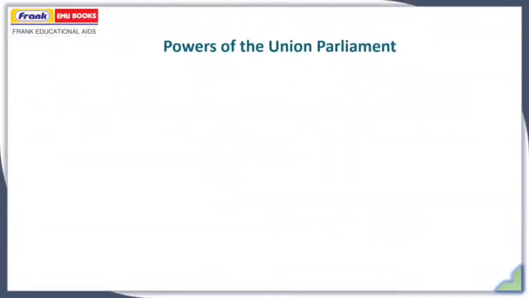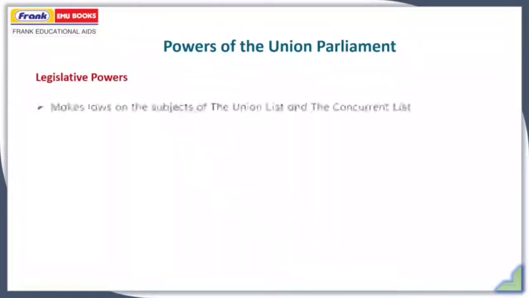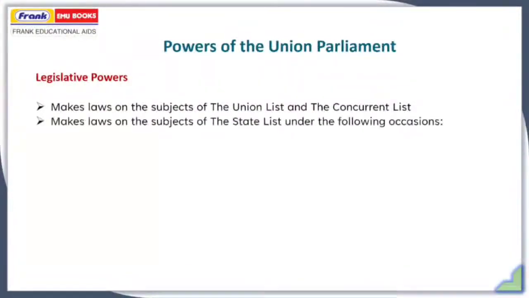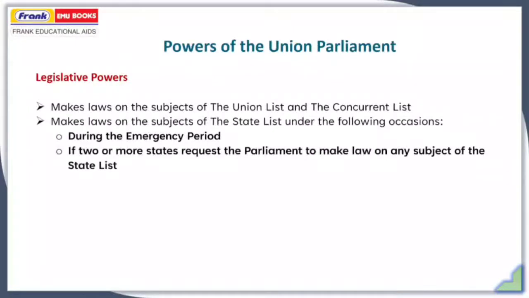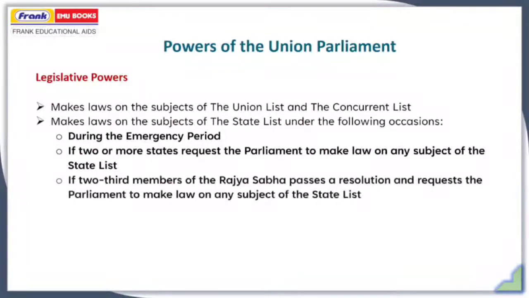Now, what are the powers of the Union Parliament? First of all, let's see the legislative powers. The Union Parliament makes laws on the subjects of the Union list and the concurrent list. Also, it makes laws on the subjects of the state list on the following occasions: during the emergency period, if two or more states request the Parliament to make law on any subject of the state list, or if two-thirds members of the Rajya Sabha pass a resolution and request the Parliament to make law on any subject of the state list. It approves the ordinances issued by the President.